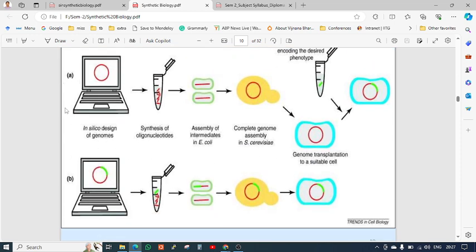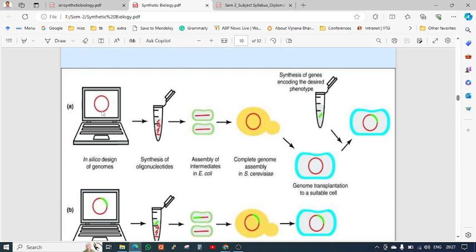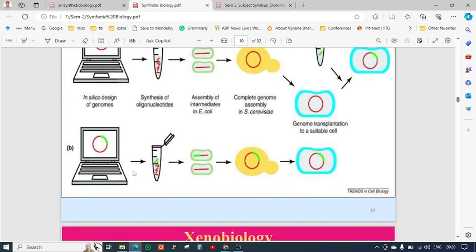See, this is the structure. First, you have to design in the computer, that is, in silico design of genomes. That is an example of how synthetic biology actually works. First, computationally you have to design, then synthesize oligonucleotides. According to the design, you have to synthesize the oligonucleotides in a wet lab. Then that oligonucleotide is incorporated into E. coli bacteria. This is an example. Then after the E. coli bacteria incorporate it, complete genome assembly takes place. Then again it will be redeveloped and transformations take place. So this is the procedure.